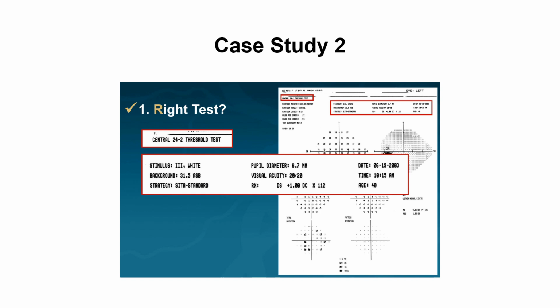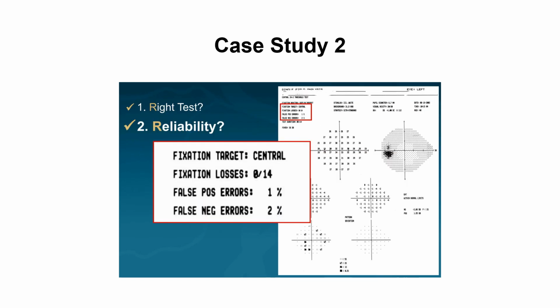What are the other parameters? The stimulus size, the background, the strategy, the pupil size. You will check all these points before reading the printout. Then you will go to the reliability indices, the fixation losses, the false positive, false negative rates. You will see that this is reliable.